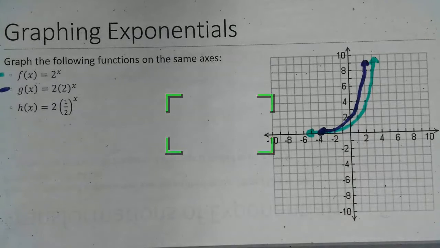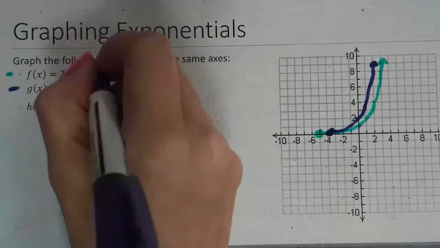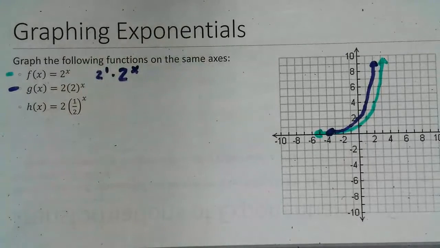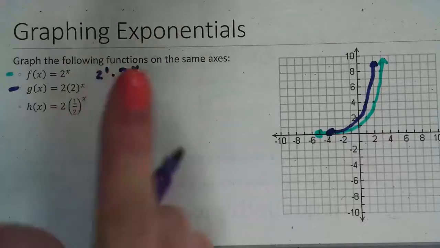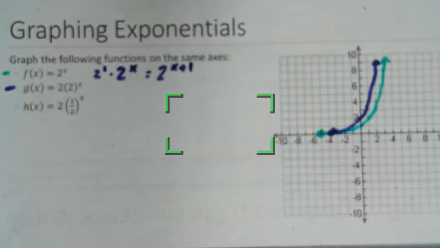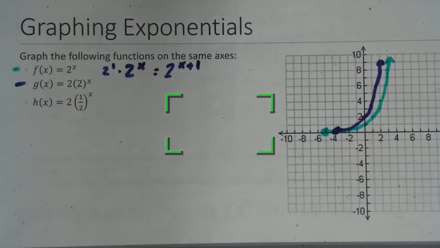So I wonder if we can use what we know about exponentials and exponents in general to see how these are related. Well, if we think about 2 times 2 to the x, that's the same thing as 2 to the 1 times 2 to the x. And with exponents, if they have the same base and they're multiplied together, I can add the exponents. So this is the same as 2 to the x plus 1. And if you think back to when we were talking about transformations of functions, if we replace an x with an x plus 1, that's going to shift our graph to the left by 1 unit. So the purple graph is identical to the green graph, but we have shifted it to the left 1 unit.